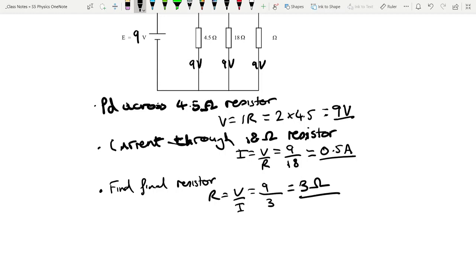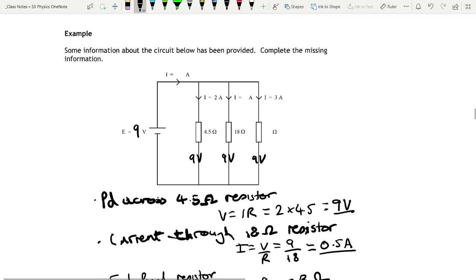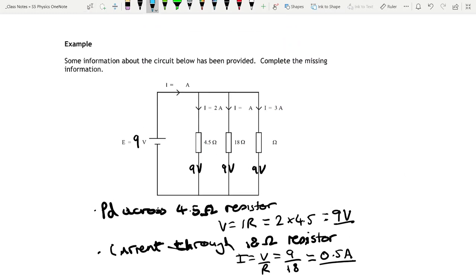And then we need to find the total current. So we just need to add them up. So 2 plus 0.5 plus 3, which is 5.5 amps.